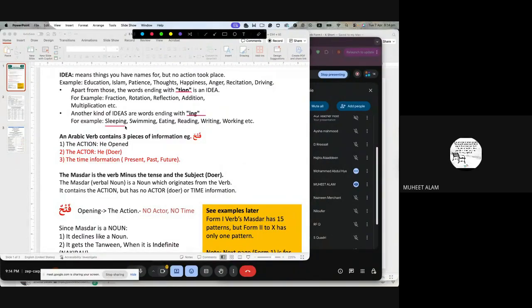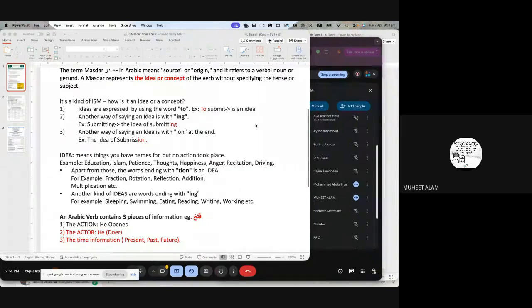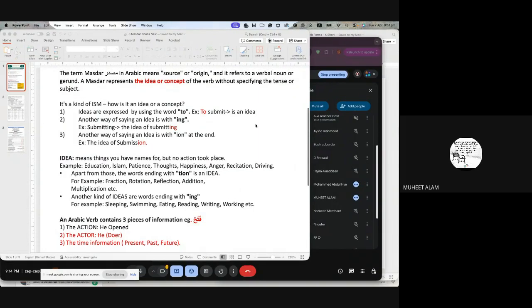So in Arabic also, we do the same thing, but the name of this idea is Masdar in Arabic. The Masdar means source or origin. It's a noun that comes from a verb, but it has no tense and no subject. Now let's look at the Arabic Masdar term.